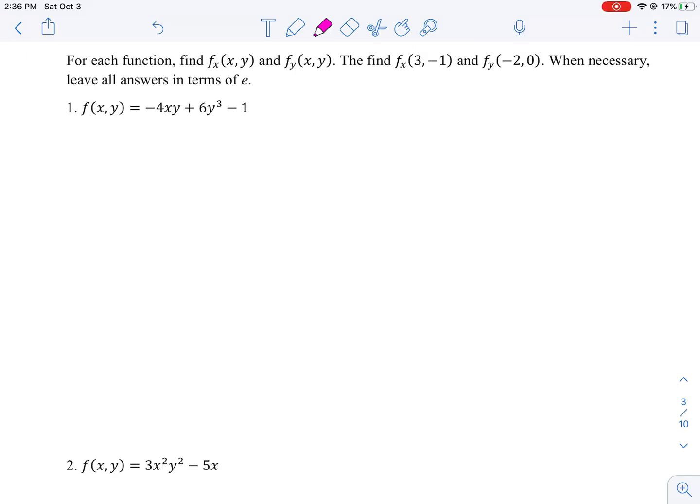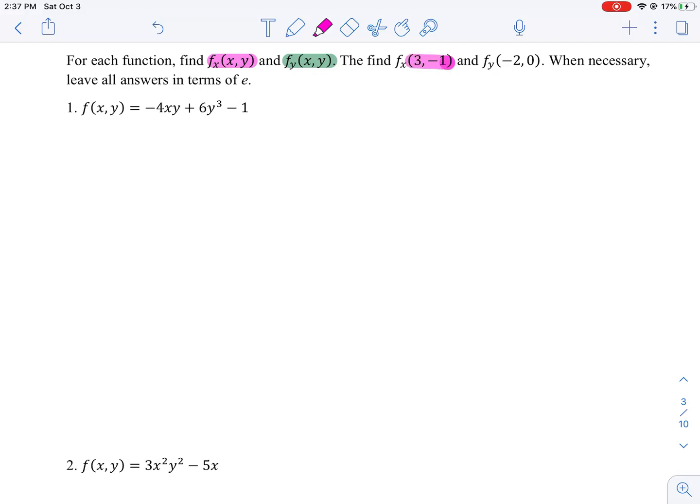Hello class, in this video I'm going to be showing you how to find both of the first order partial derivatives of a function. Let's begin. So for each function, find the partial derivative with respect to x and the partial derivative with respect to y.